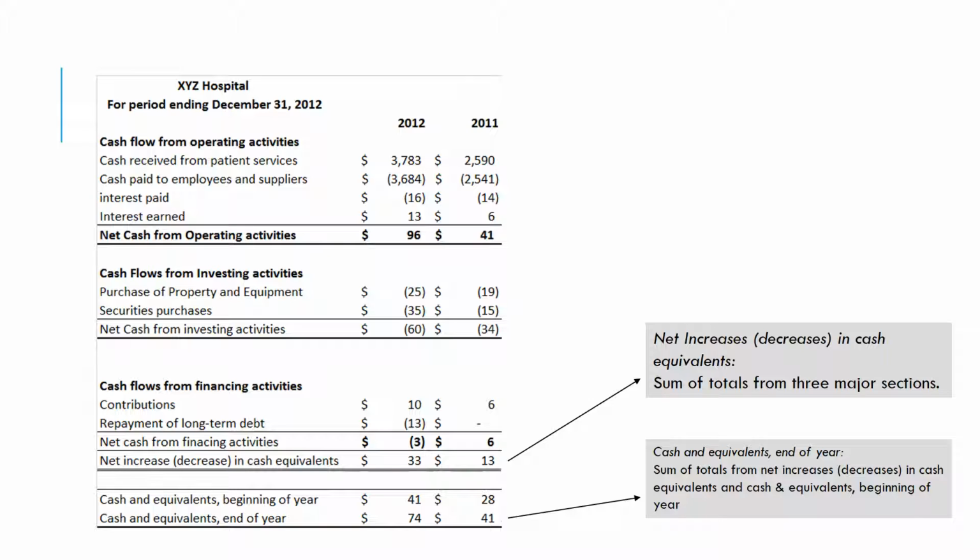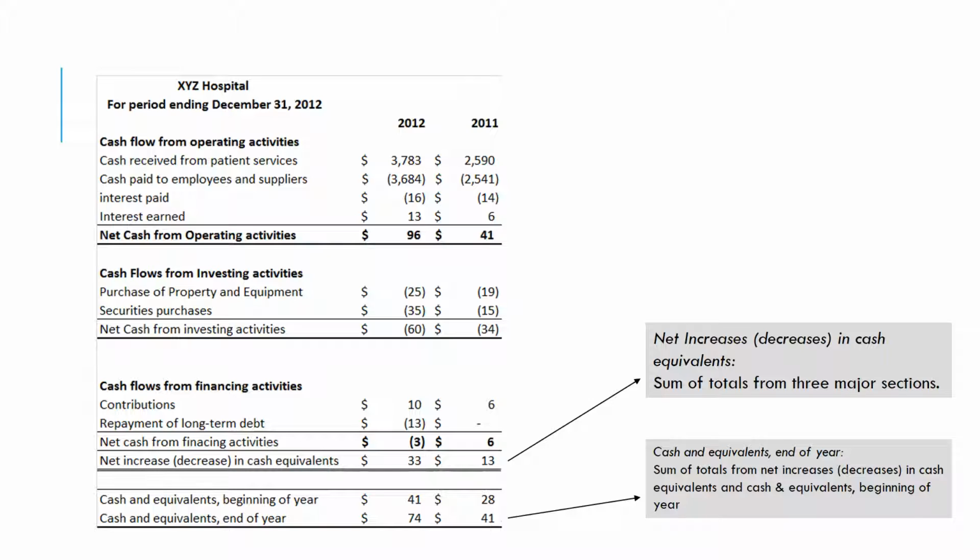And as we go down, we have the cash flow from investing activities. We have a purchase of property and equipment, so we had cash going out the door of $25. We purchased securities of $35, giving us net cash from investing activities of $60. And last but not least, we have our cash flow from financing activities. We were given donations of $10. We had a repayment of long-term debt of $13, which gives us a negative net cash flow from financing activities of negative $3, excuse me.